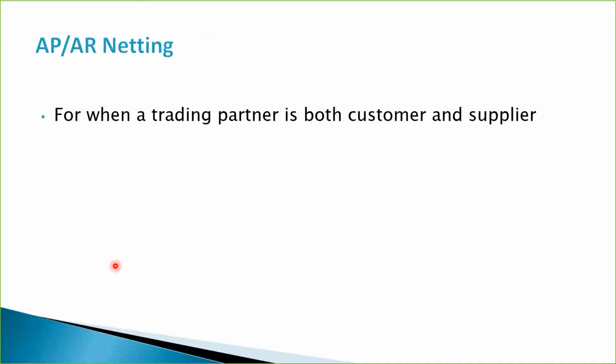So what is AP and AR netting? This is a feature that you use when you have a trading partner that is both your customer and also a supplier. So you have a trading partner who you're buying things from, goods or services, and you're also selling them something, goods or services. So in that case, AP-AR netting can be an important feature with several advantages.